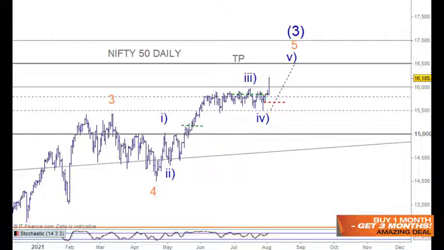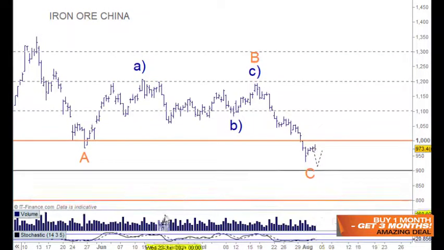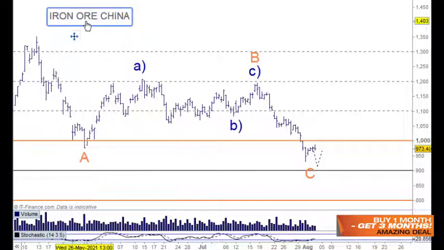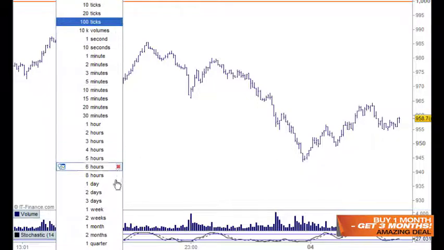So okay, over to resources. I want to start with iron ore. This is just a 4-hour chart for iron ore. So we've got the A wave, the B wave, and the C wave, and we're looking for 5 waves down here. I think there's one more little move down here, so I think it's on the tick chart that we're looking at this. Actually, sorry, I just want to go back. I just noticed something.